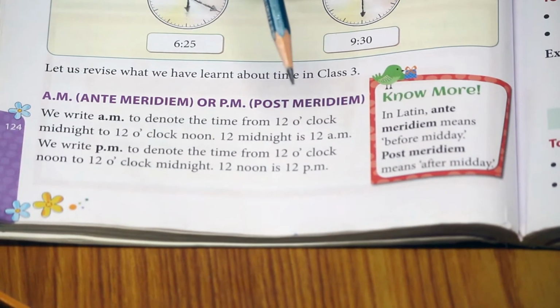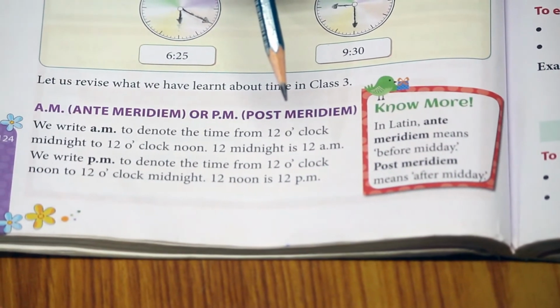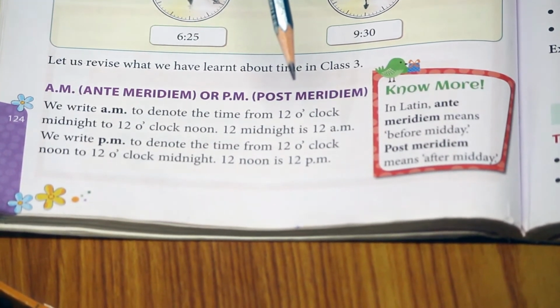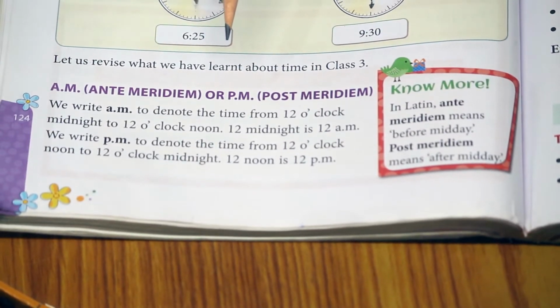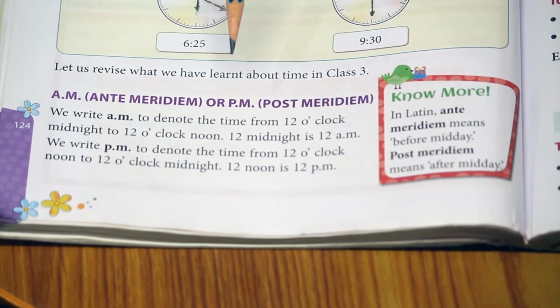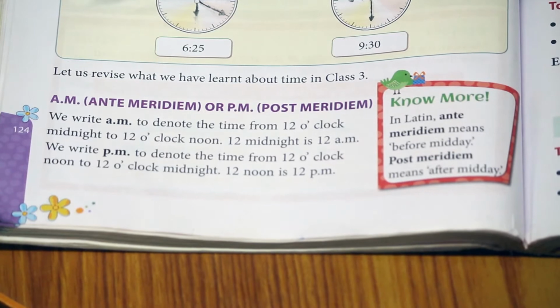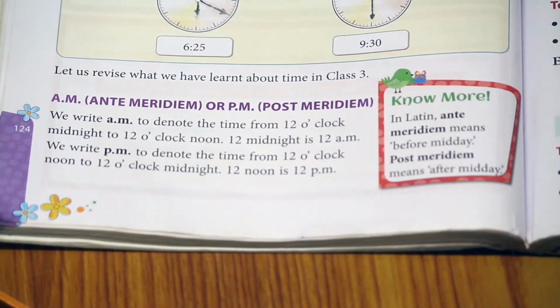Then some examples. I wake up at dash, AM or PM? Yes, it is AM. Then I go to school at AM or PM? Yes, it is AM. Then I go to bed at AM or PM? Yes, it is PM. I have breakfast at? Yes, it is AM. Then I have lunch at AM or PM? Yes, it is PM. Then I have dinner at? Yes, it is PM.